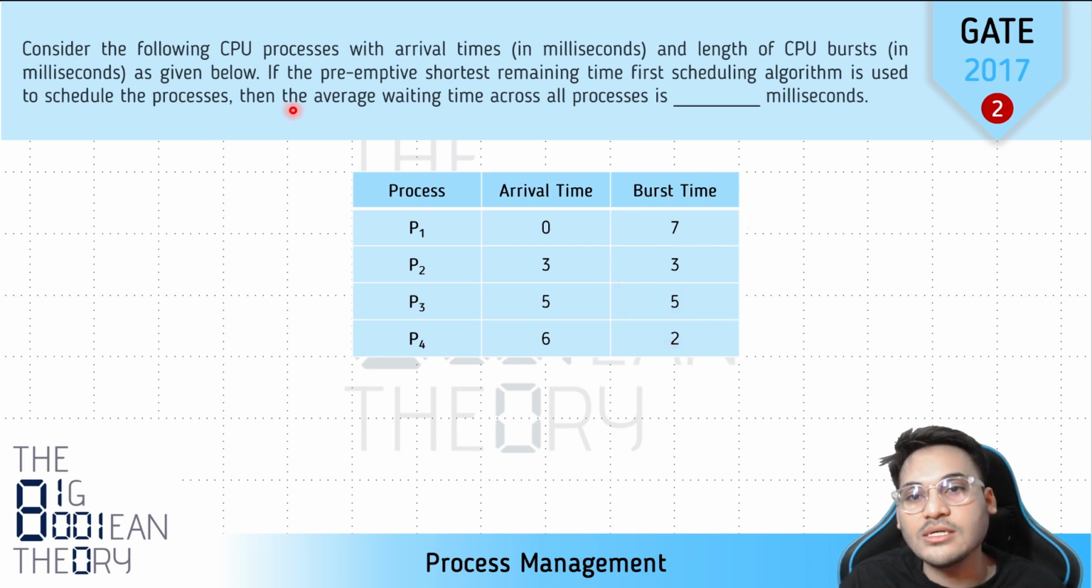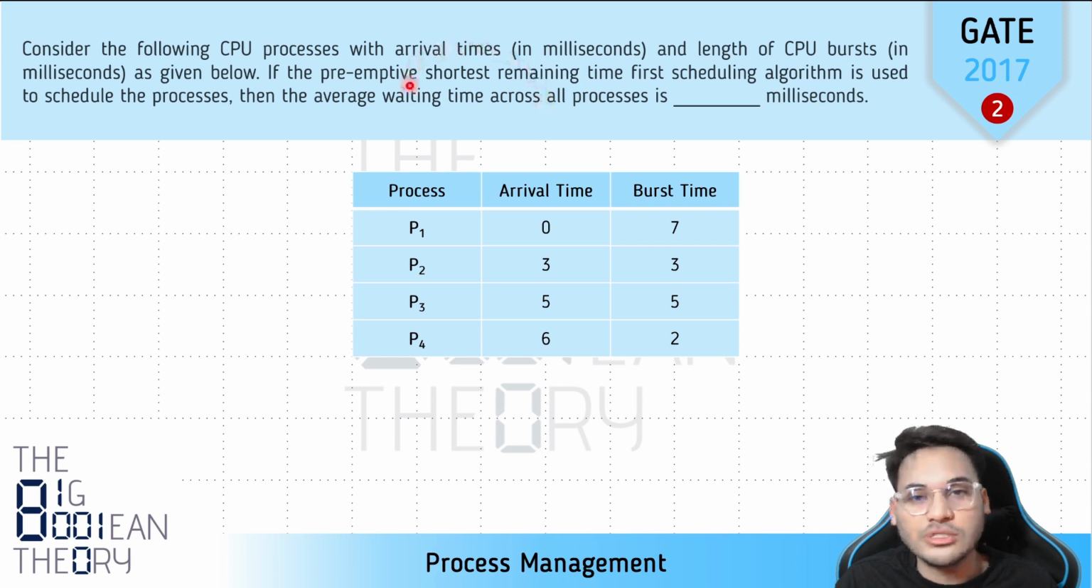Then what does it say? It says if the preemptive shortest remaining time first scheduling algorithm is used to schedule the processes, then the average waiting time across all processes is dash milliseconds. So the important thing to note in this question is that the scheduling algorithm that we are going to use to schedule these processes on the CPU is preemptive shortest remaining time first. And after doing the scheduling, you have to calculate the average waiting time.